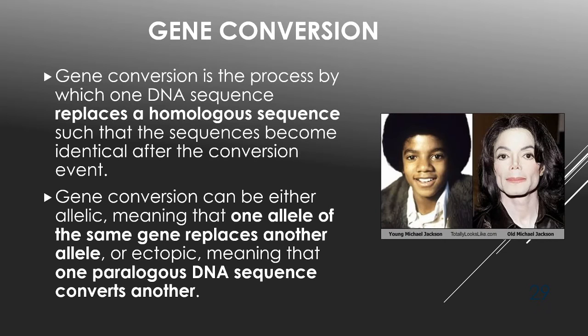Gene conversion is a process by which one DNA sequence replaces a homologous sequence, such that the sequences become identical after the conversion event. Gene conversion can be either allelic, meaning that one allele of the same gene replaces another allele, or ectopic, meaning that one paralogous DNA sequence converts another.